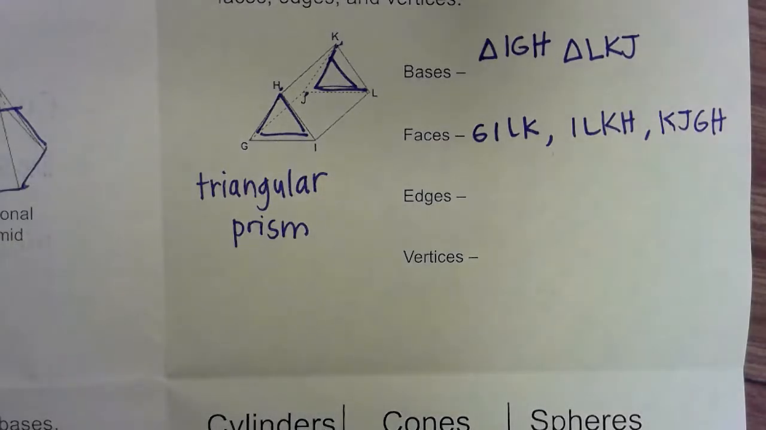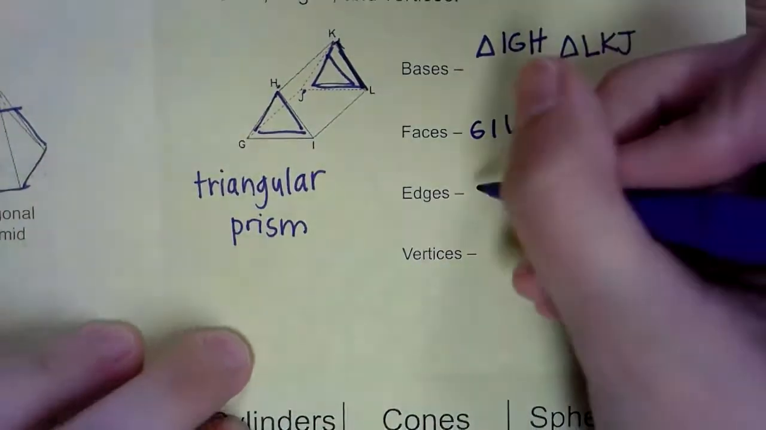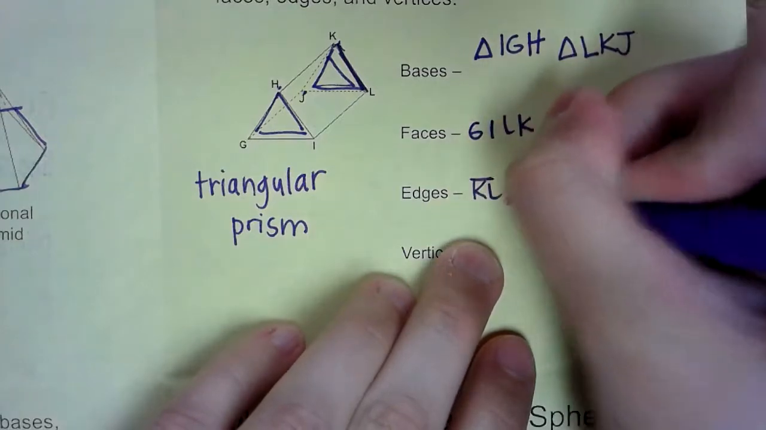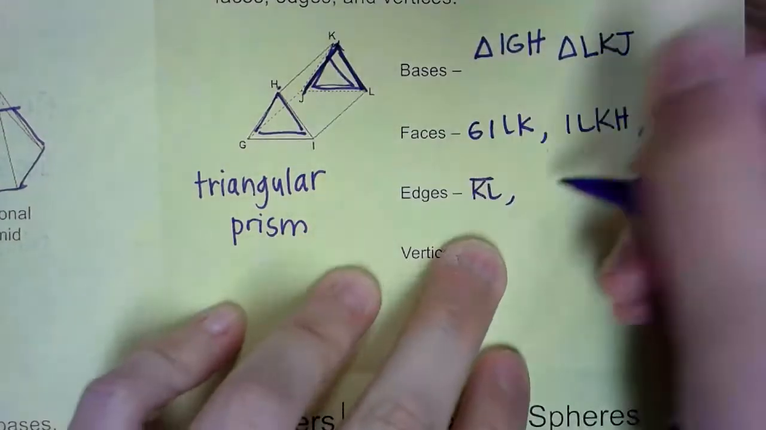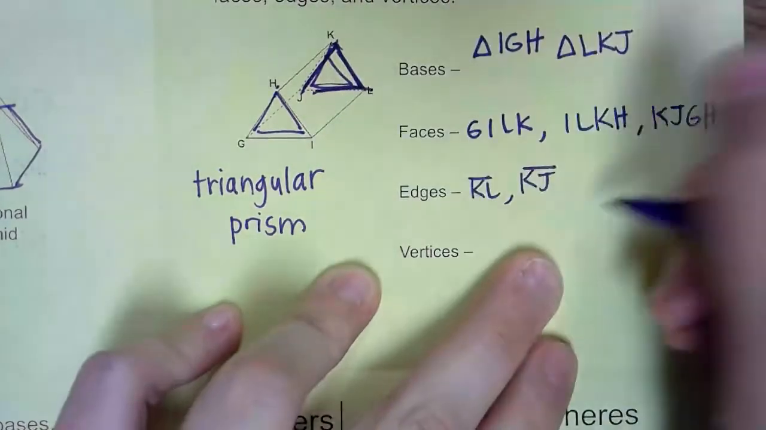Okay, so the edges, remember we said the edges are all of the line segments where the faces meet up. So this one has quite a few edges. I'm looking for all of the line segments, so we'll go through and name them. So there's KL, another line segment, KJ, another one down here, JL.